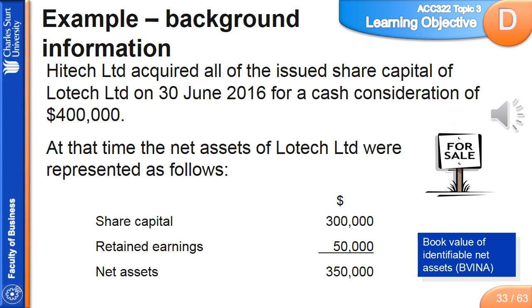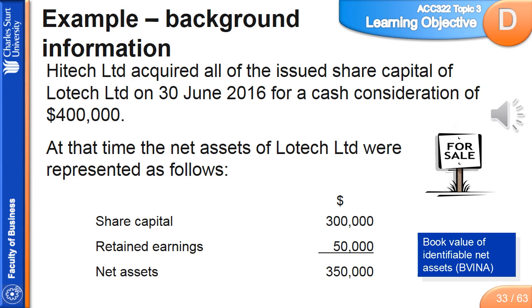Okay, so let's look at an example now, and this background information will go over a couple of slides. And as it says here, Hi-Tech acquired all of the issued capital, so it was a 100% acquisition here, of Low-Tech on the 30th of June 2016, and the cash consideration paid was $400,000. And at that time, the net assets of Low-Tech were represented as follows: $300,000 of share capital and retained earnings of $50,000, which equals a total net assets, that's the book value, of $350,000.